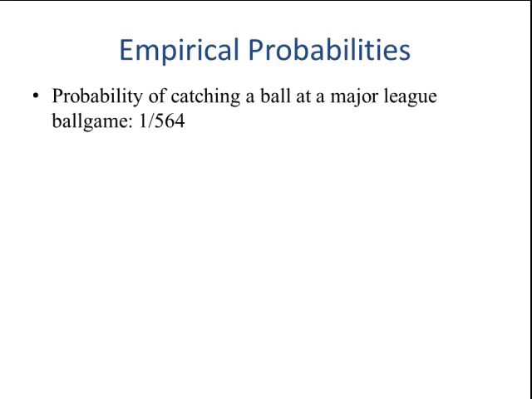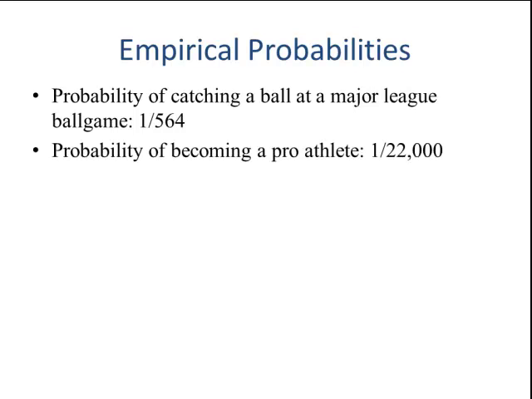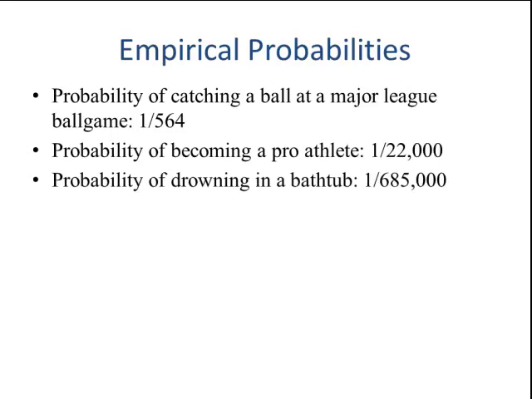The probability of catching a ball at a major league game is 1 out of 564. The probability of becoming a pro athlete is 1 out of 22,000. Probability of drowning in a bathtub is 1 out of 685,000. This is what we mean by probabilities that are being estimated by using previous information.